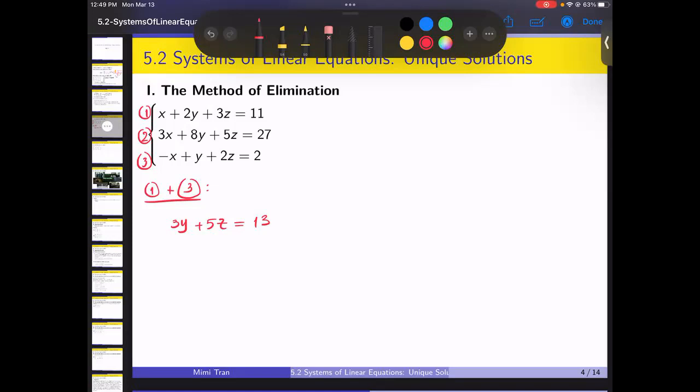2, 3, yeah, because they're already opposite, right? All you have to do is multiply the 1 by 3. So what do I have to multiply the third one by? 3, right? 2 plus 3 times equation 3. I'll just write the step. So let's rewrite equation 2.